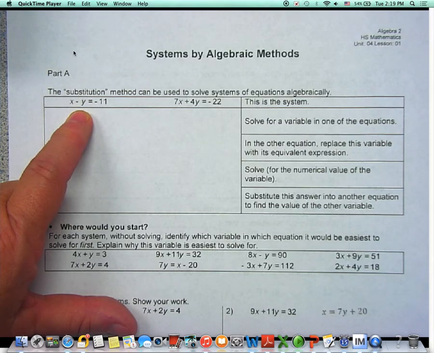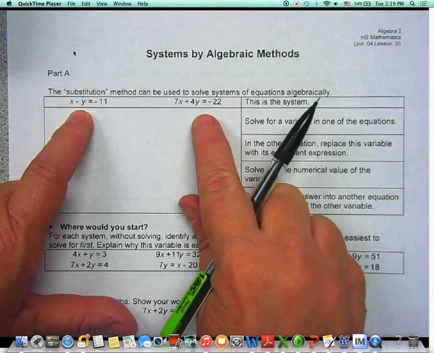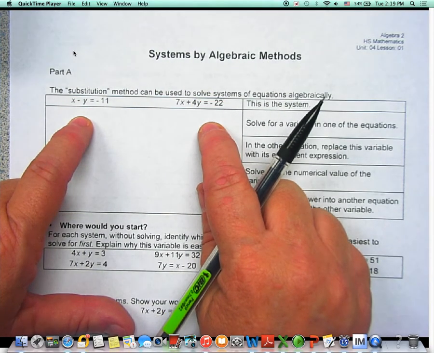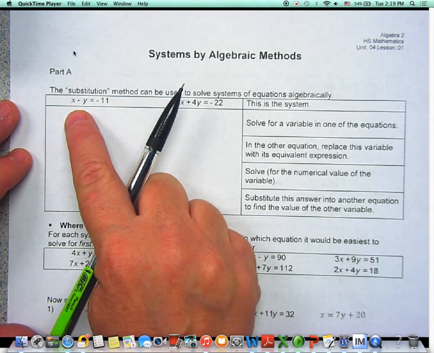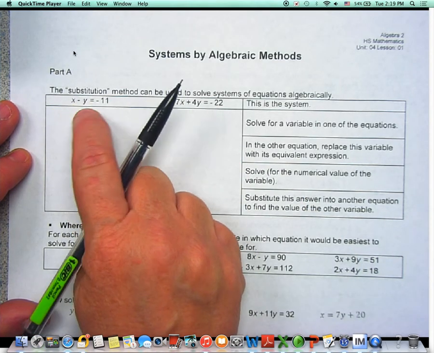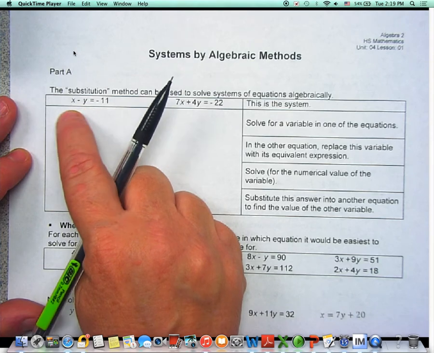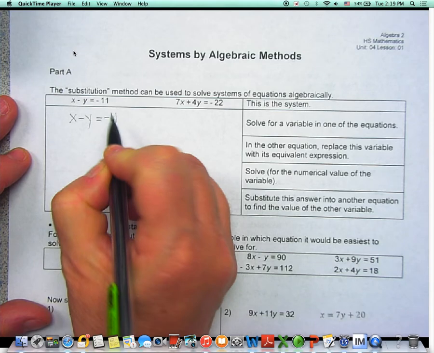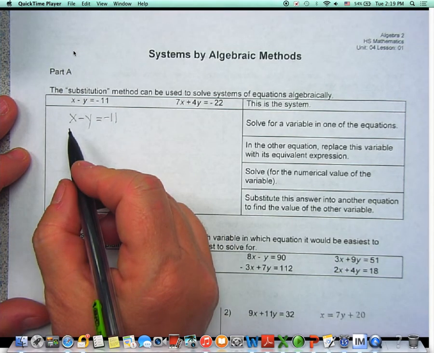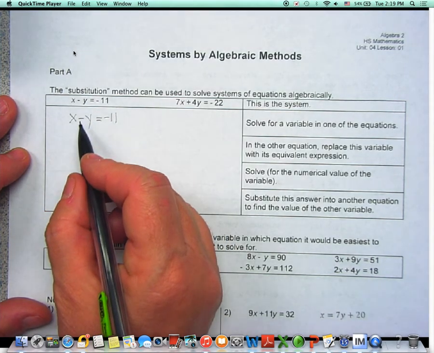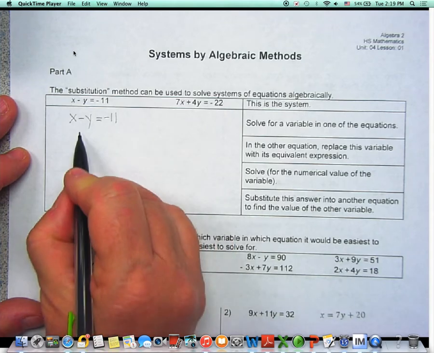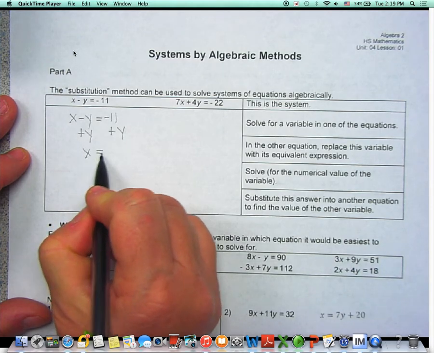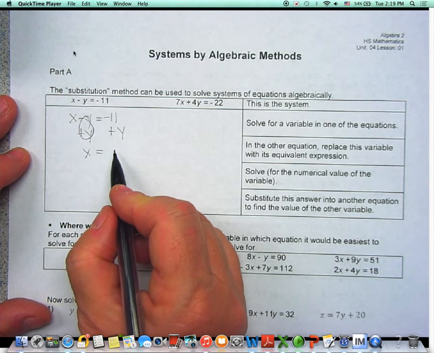So we're going to have to get x or y by itself. Which equation would be easier to get x or y by itself? The first one or the second one? The first one. Okay, why the first one? Because it has no numbers in front of the x or the y, right? Okay, so let's write this one down. X minus y equals negative 11. And we're going to get x by itself because all I have to do is add y to both sides. Very simple.